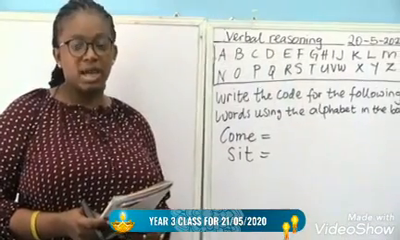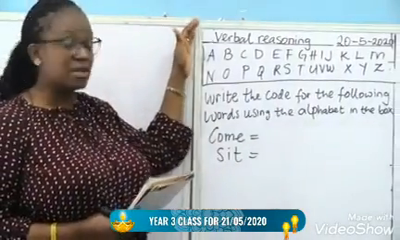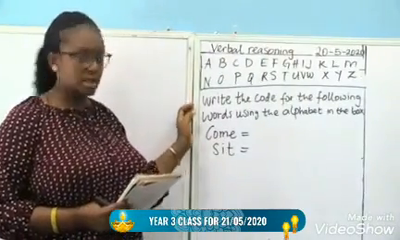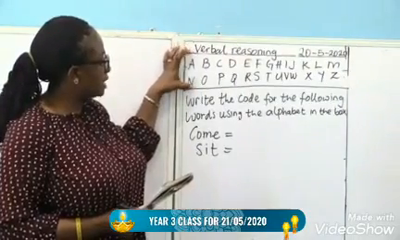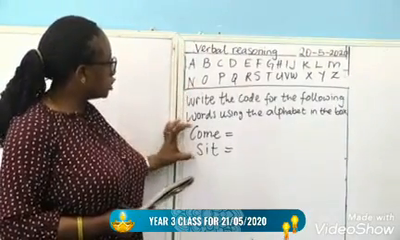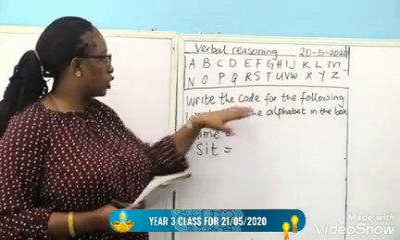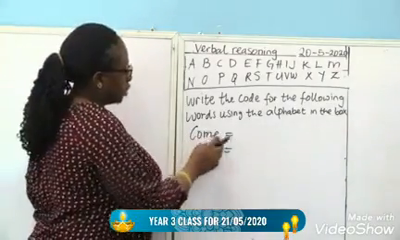Good morning, class, and welcome to another time of learning. Today we are going to be doing verbal reasoning, and in this verbal reasoning we are going to be doing coding. We are going to use the alphabet in the box to code these words. For instance, the example says write the code for the following words using the alphabet in the box. We have a word like come.